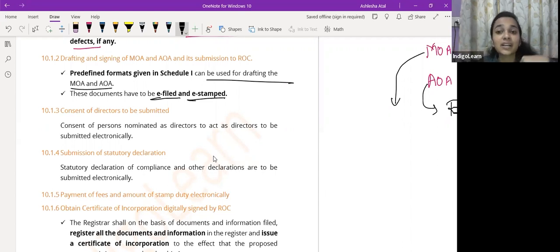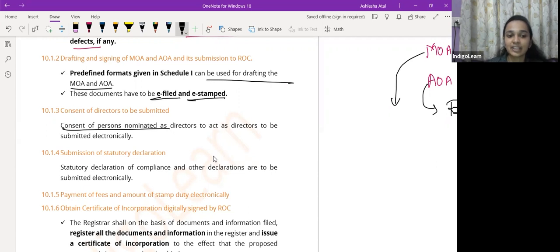You will have to obtain my consent. आप ऐसे ही नहीं लिख सकते कि हाँ, one of the directors is Ashlesha. No, you cannot do that. You will have to obtain my consent before naming me as a director of your company. So जो भी लोगों का नाम आप state कर रहे हो as directors, you will have to obtain the consent of these persons whom you are nominating as directors of the company.